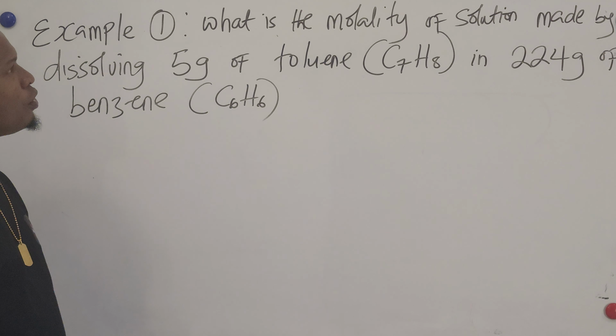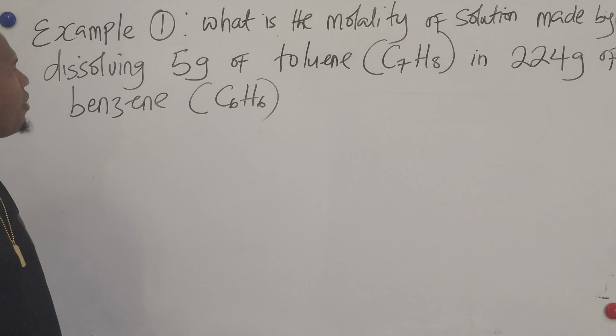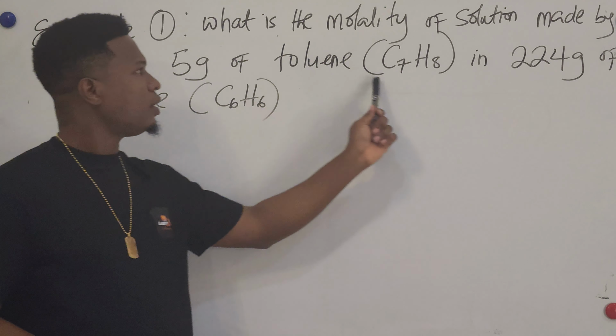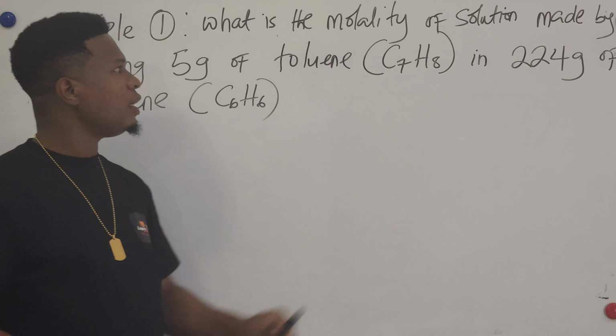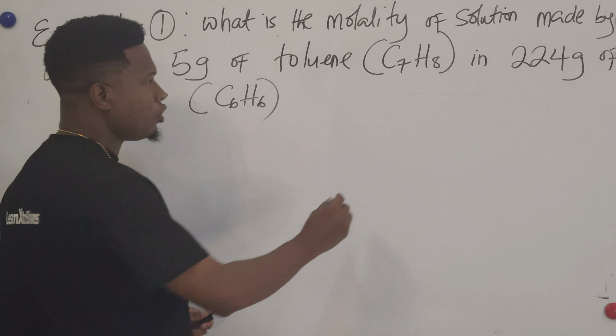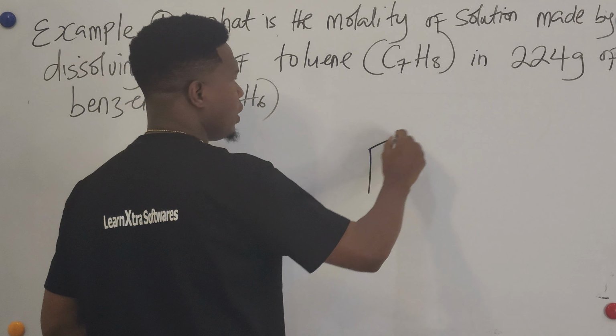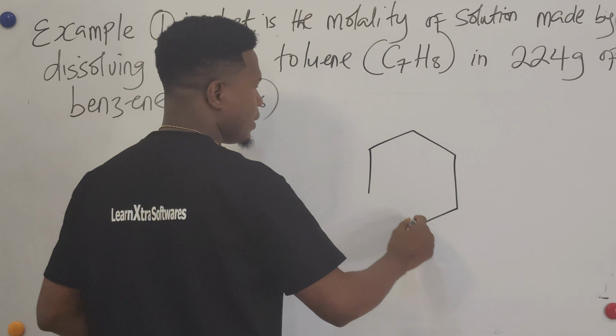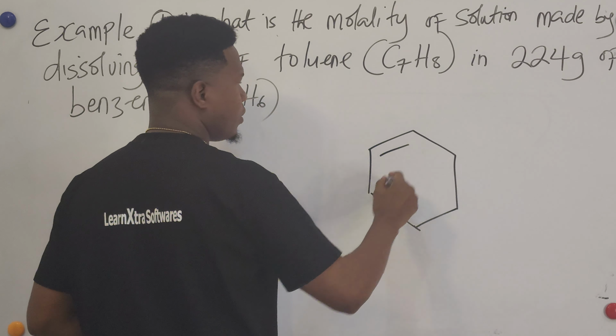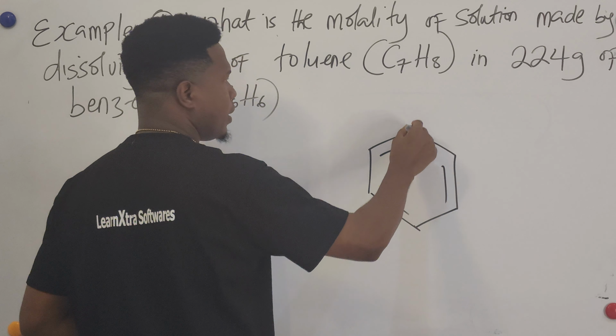Take a look at the question on the board. What is the molality of a solution made by dissolving 5 grams of toluene? This is the compound toluene. Toluene is an organic compound. Look at the structure. For those of you who don't know what is toluene, toluene is something like this. Okay? So this is a conjugated system that has this.